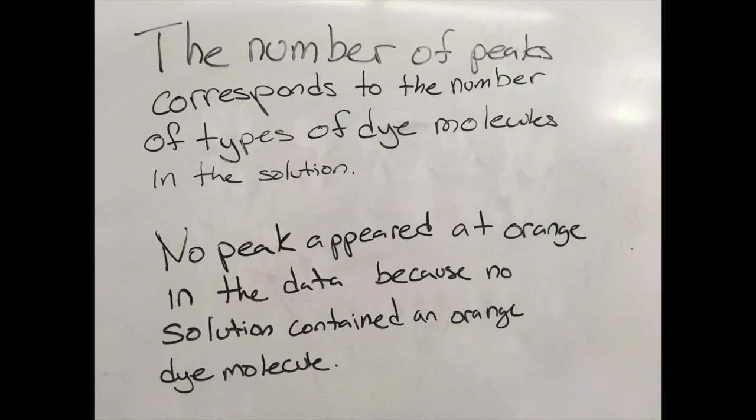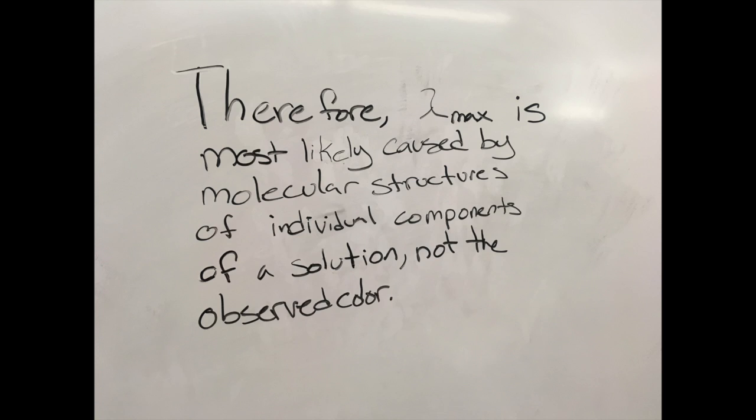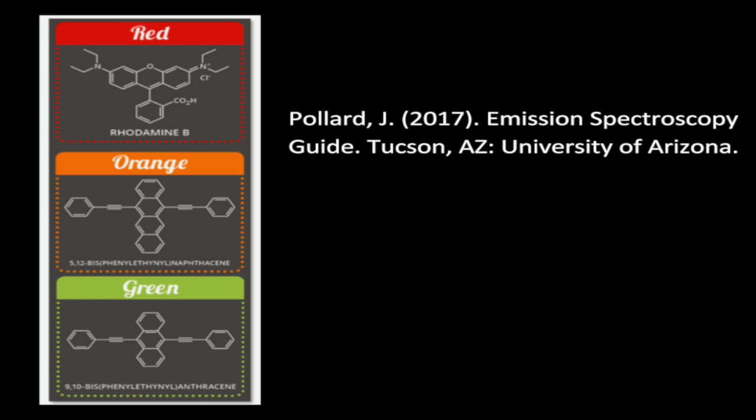We noticed that the number of peaks corresponds to the number of types of dye molecules in the solution. This explains why no peak appeared at orange. No solution contained an orange dye molecule. All solutions only had red and/or green dye, so only two peaks appeared. Therefore, lambda max is most likely caused by molecular structure and the individual components of a solution, not the observed color. As shown, red, orange, and green dye have different molecular structures. These structures cause different wavelengths of light to be emitted and thus different lambda maxes.